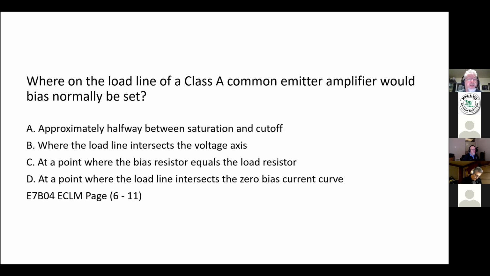Where on the load line of a Class A common emitter amplifier would bias normally be set? A, approximately halfway between saturation and cutoff. B, where the load line intersects the voltage axis. C, at a point where the bias resistor equals the load resistor. Or D, at a point where the load line intersects the zero bias current curve? Alpha is correct, approximately halfway between saturation and cutoff.